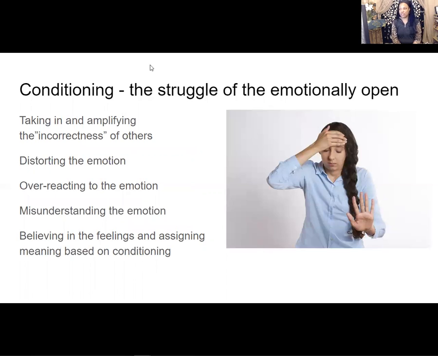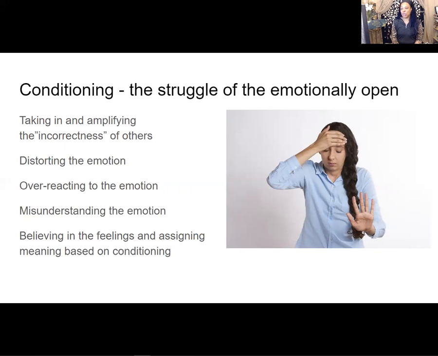Now, the struggle of the emotionally open or undefined is taking in and amplifying the incorrectness of others, right? So, like I mentioned before, if a person is not self and they're not aware of what their emotions are there for, and they're not aware of how their emotional state impacts others, the open person can be taking in that incorrect emotional energy and amplifying that.